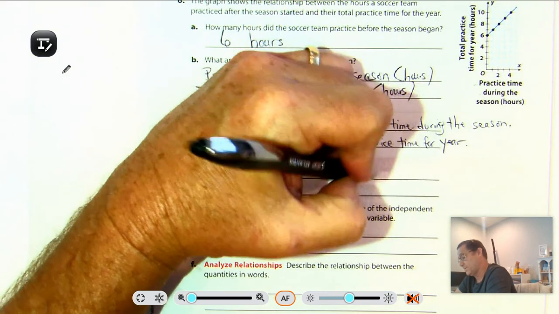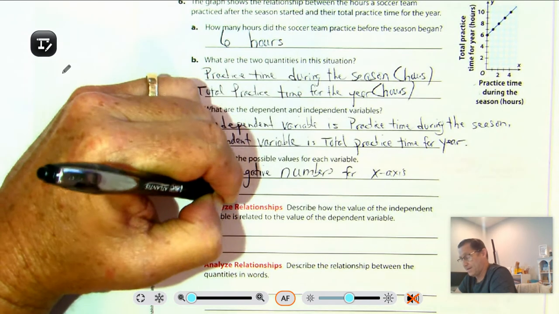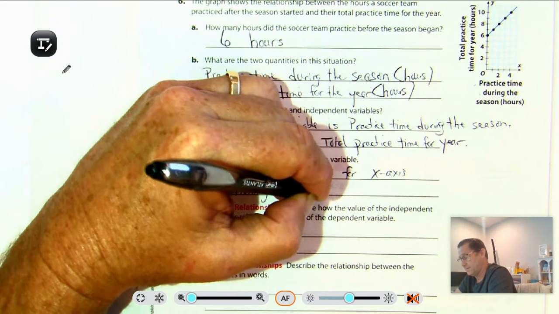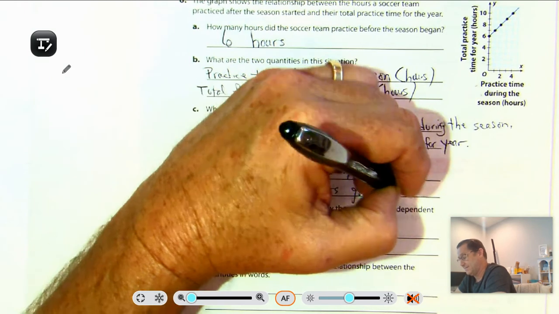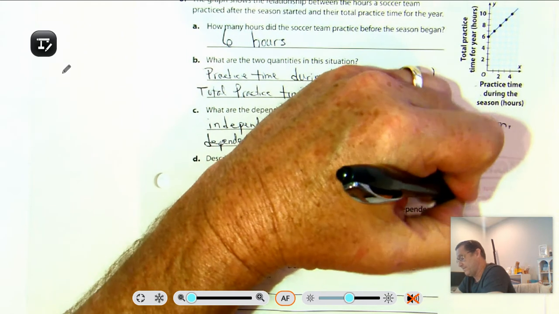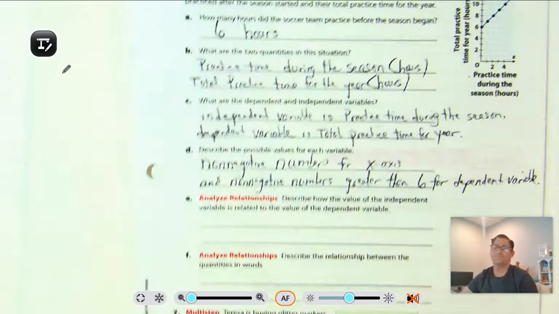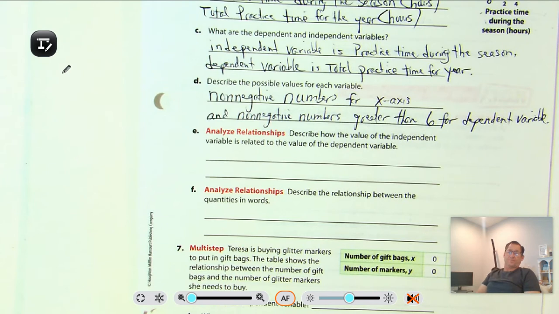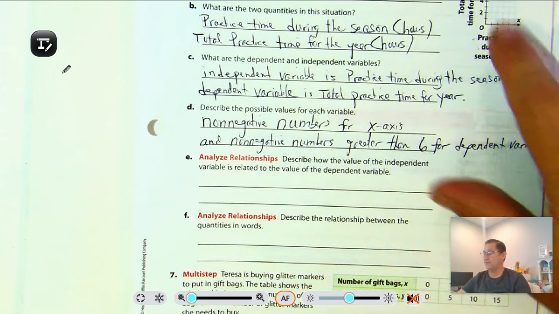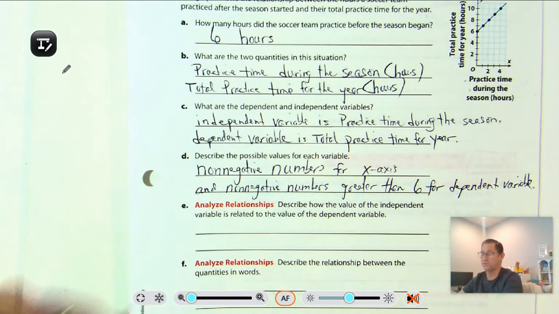Non-negative numbers for the x-axis and non-negative numbers greater than 6 for the dependent variable. Analyze, how's the value of the independent variable related to the value of the dependent? Well, whatever you tell me x is, the y value is going to be 6 more than that.